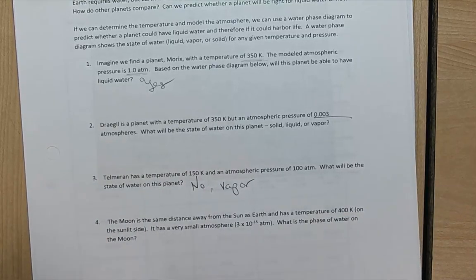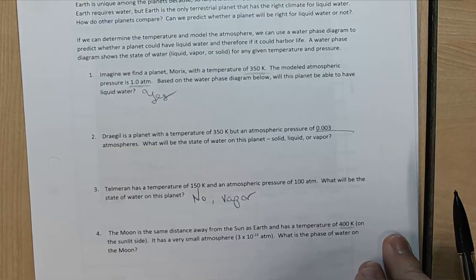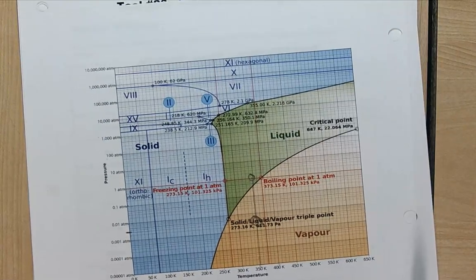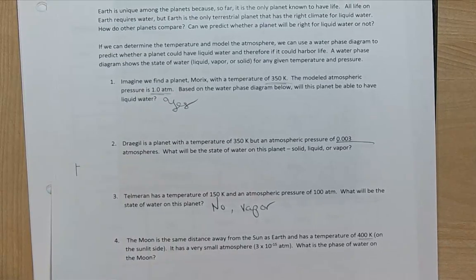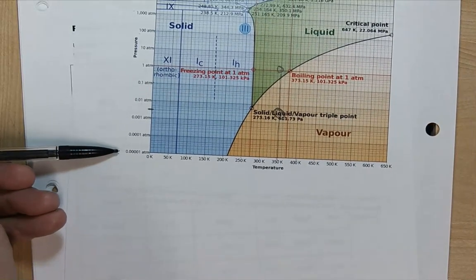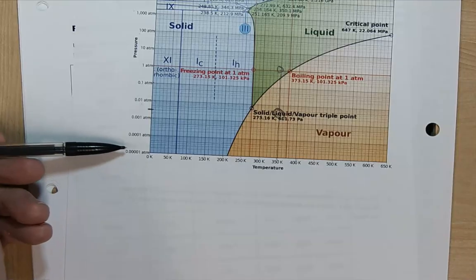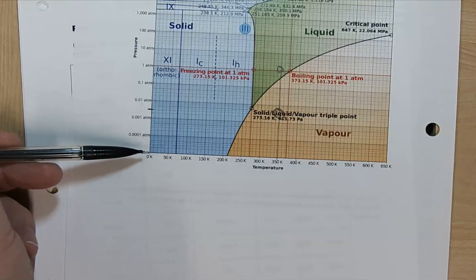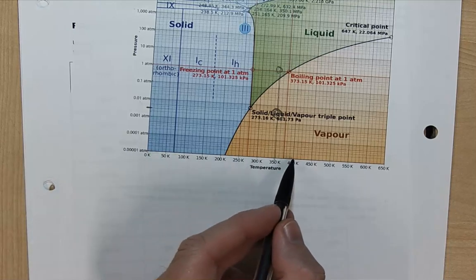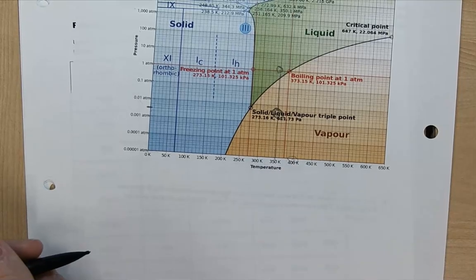The moon is the same distance from the sun as Earth is. It has a temperature of 400 Kelvin on the daytime side. It has a very small atmosphere. What phase is the water on the moon? On the daytime side, well, 400 Kelvin, and what was that tiny number? 3 times 10 to the negative 15. Okay, well, our graph doesn't go down that far, right? So we'll just stop here because it's not going to change our answer, right? If our pressure is super low and 400 Kelvin, yeah, that water is a vapor, right?